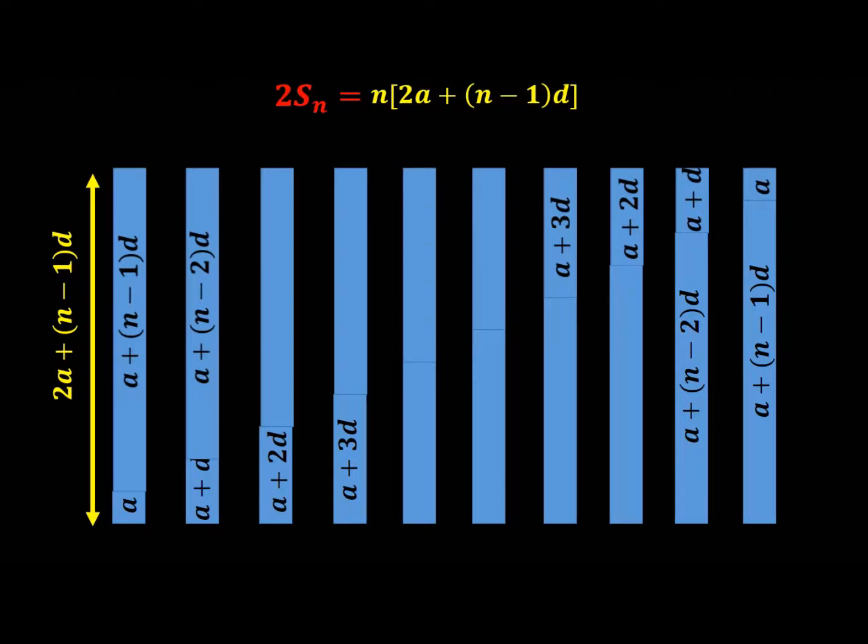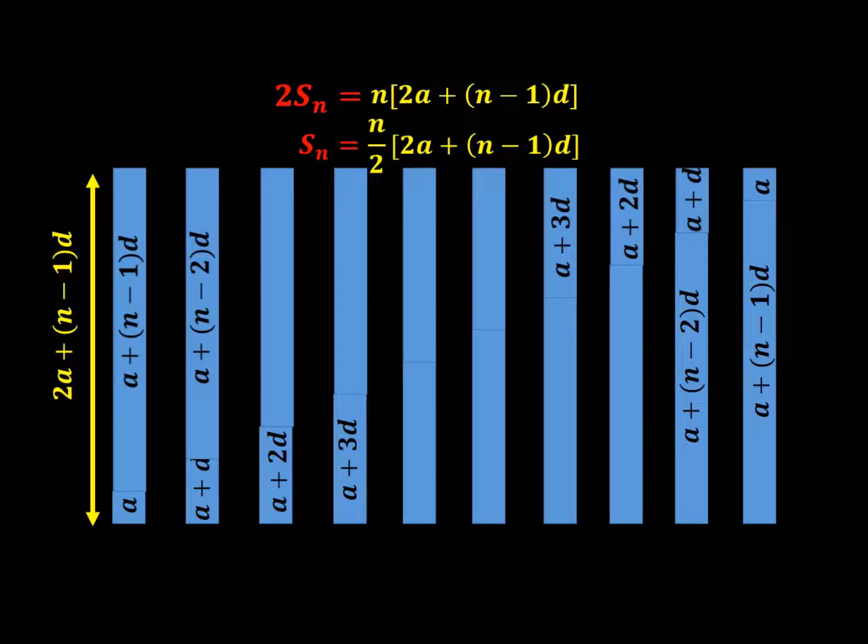So to find the sum that we were interested in, the sum of the first n terms of the AP, you have to take this 2 to the right hand side. So what you get is Sn is equal to n by 2 into 2a plus n minus 1 into d. And this is the formula that we are interested in.